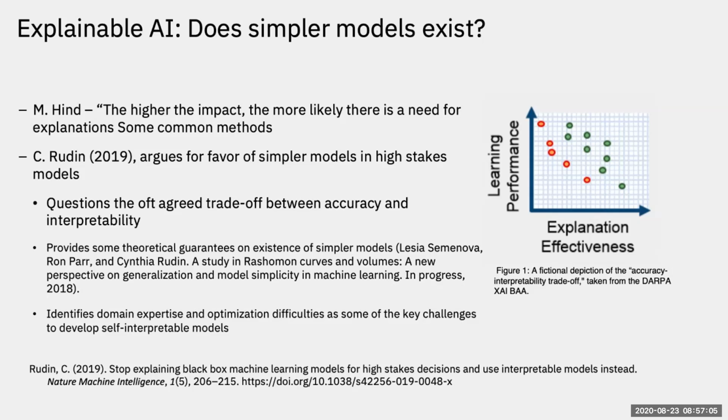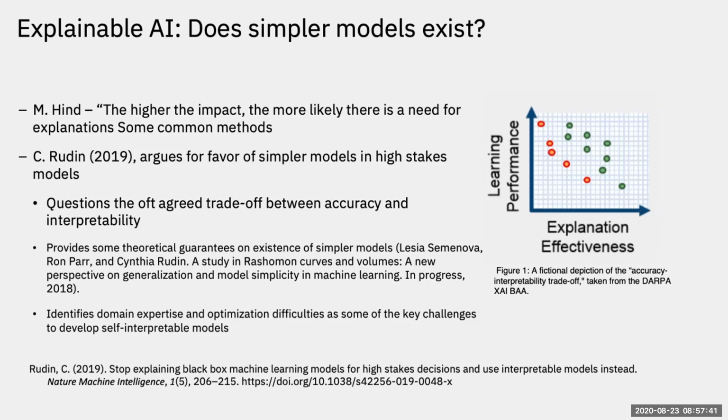The x-axis of the graph is explanation effectiveness, and the y-axis is the learning performance. This graph was adapted from the DARPA XAI challenge, and it shows that the farther away you go in the explanation landscape, the lesser performance you typically have. In her paper, Cynthia Rudin actually showed that for a certain class of problems, this is not always the scenario, and it is possible to find these simpler models.